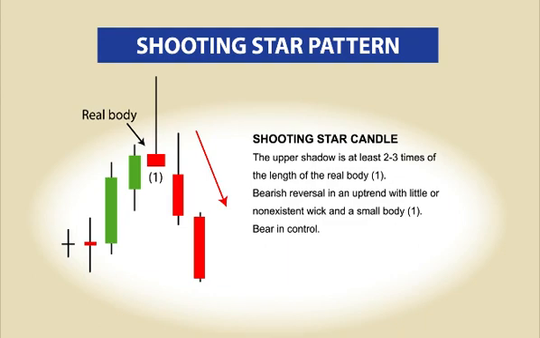Shooting star pattern. The upper shadow is at least 2-3 times the length of the real body, 1. A bearish reversal in an uptrend with little or non-existent lower wick and a small body, 1. Bears in control.